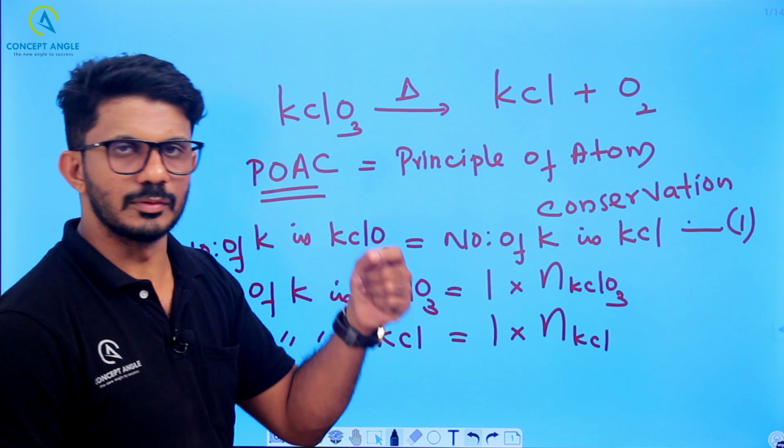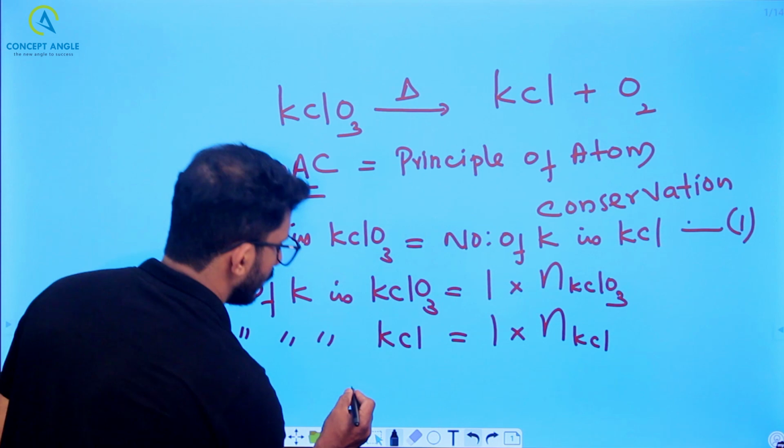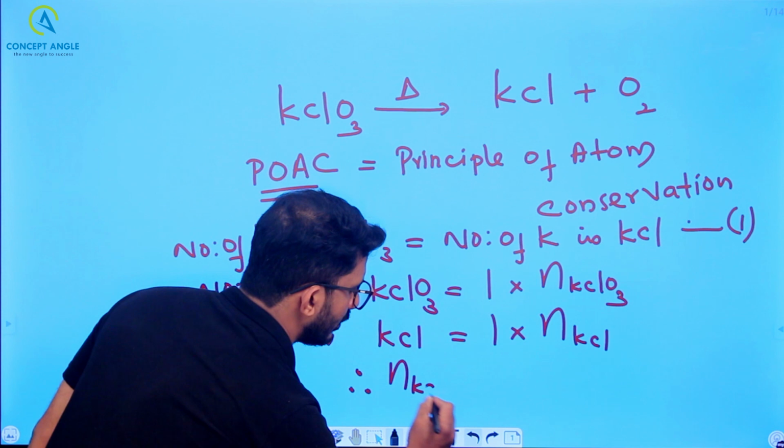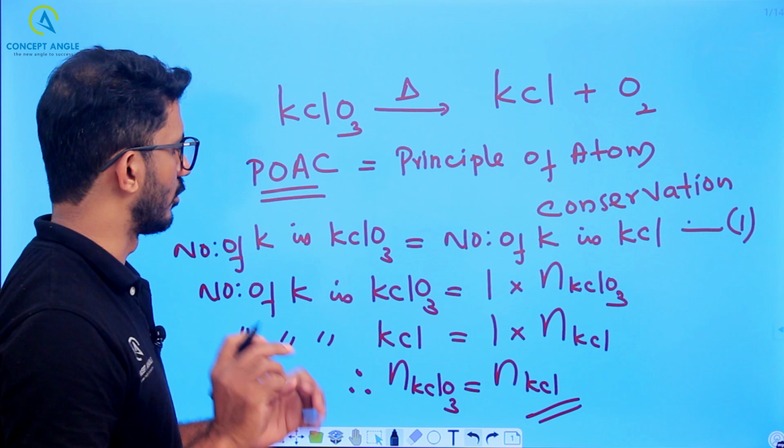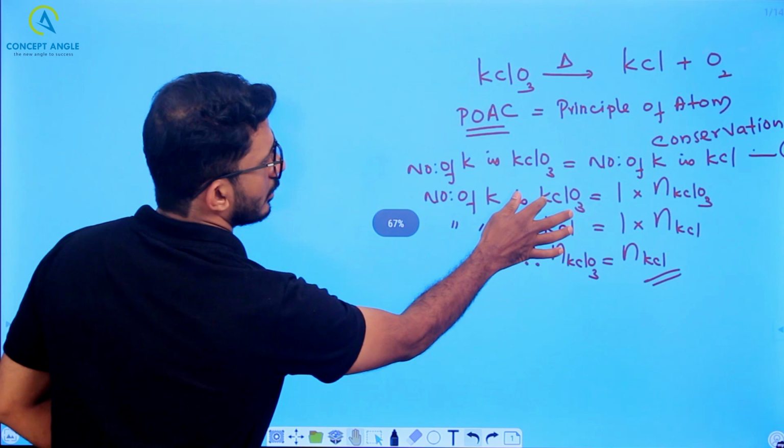അതുകൊണ്ട് ഇത് രണ്ടും ഈക്വൽ ആയിരിക്കും. വണ്ണ് വണ്ണ് കട്ട് ചെയ്ത് പോകും. Therefore, finally you can write number of moles of KClO3 is equal to number of moles of KCl. നമ്പർ ഓഫ് മോൾസ് വെച്ചിട്ട് നമുക്ക് എന്ത് കിട്ടി, ഒരു റിലേഷൻ കിട്ടി. നമ്പർ ഓഫ് മോൾസ് ഓഫ് KClO3 ഈസ് ഇക്വൽ ടു നമ്പർ ഓഫ് മോൾസ് ഓഫ് KCl. ഓക്കെ, ബാക്കി അതവിടെ ഇരിക്കട്ടെ.